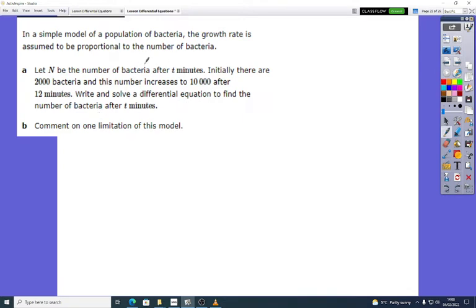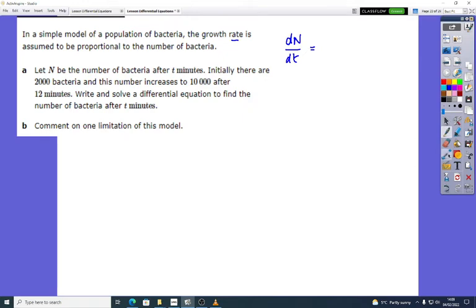Now, let's just have a look at this. It tells me that in a simple model of the population of bacteria, the growth rate. So let's look at the growth rate. Growth rate is dn, the way the population is changing. The rate is always in terms of dt. We've said that before. So that's the growth rate, and it's proportional to the number of bacteria.